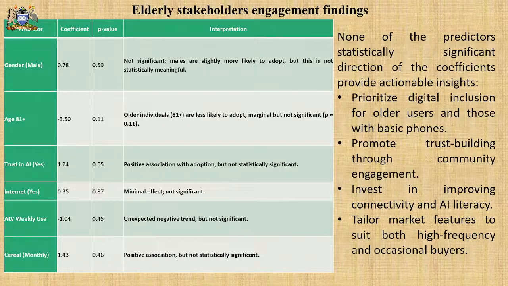Then we checked whether these factors are significant. Because of financial constraint, we had a very small sample size of 30, which affected some of the factors being significant, but the direction of our coefficients let us know the interaction effect of these variables with AI adoption. As you can see there, males have a positive coefficient. The most elderly people have a negative coefficient. Of course, these people are maybe not open to adopting AI tools. Then you can see trust in AI, the internet, the weekly use, and also the cereals bought monthly, and how they affect AI adoption. We can move on to the next slide.